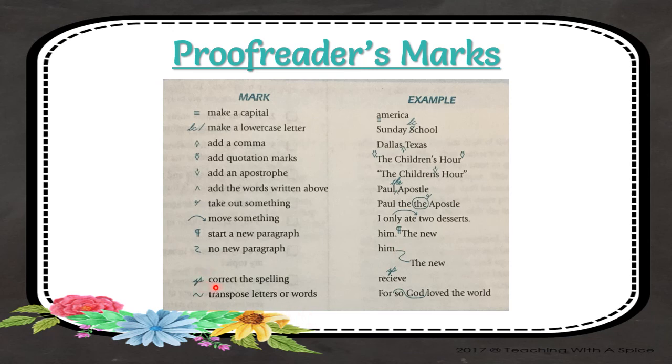Correct the spelling, SP. You may have seen me write this above some of your own work, SP. You need to fix the spelling. Transpose letters or words. Transpose means to switch. So, for example, for so God loved the world. Whoops, that should be for God so loved the world. I need to switch so and God. So I'm going to draw this squiggle over so and under God, showing that I'm going to switch so and God.